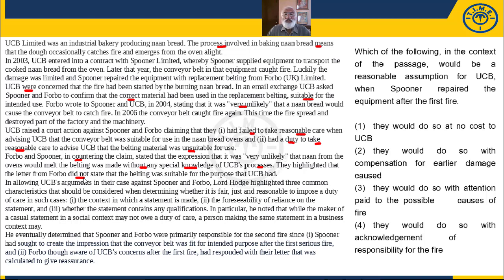So the judge says if you want to determine, for somebody who's made statements to you, whether they had actually used care in making that statement, you should consider the context in which the statement is made. Okay. You should also consider the foreseeability of reliance. That means, will somebody actually rely on the statement? And you should consider whether the statement contains any qualifications.